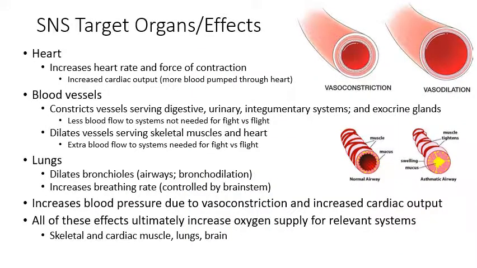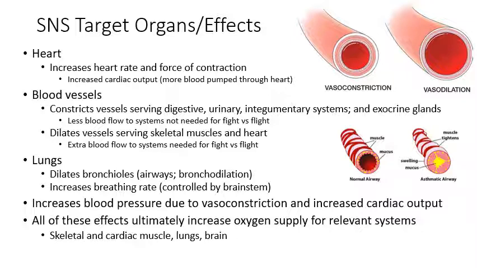So that basically covers the anatomy of the sympathetic nervous system. Now we'll get into the actual effects that it has on specific organs that it targets. So first, the heart is targeted by the sympathetic nervous system, and the SNS has two effects on the heart. It's going to increase the heart rate, and it increases the force of contraction, which means it increases the strength with which the heart is contracting.